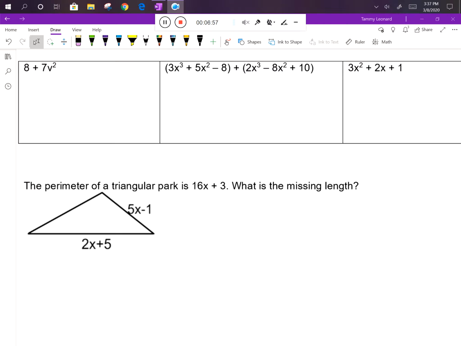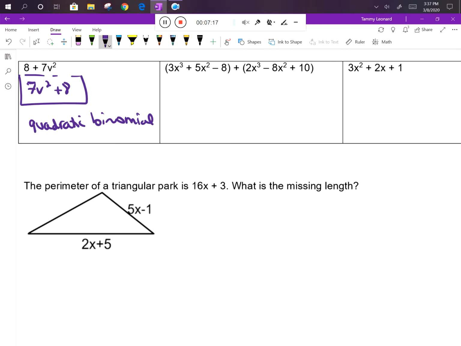8 plus 7v squared. Those are not like terms, so we can't combine them, but we can and must reorder them. This is 7v squared plus 8 because the highest power has to come first. The highest power is a 2, so we call this thing quadratic, and it has 2 terms, so it's a binomial.